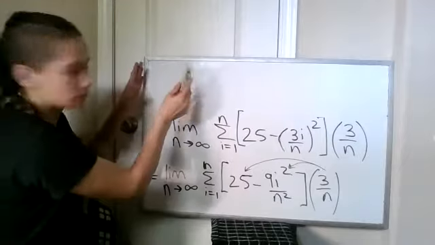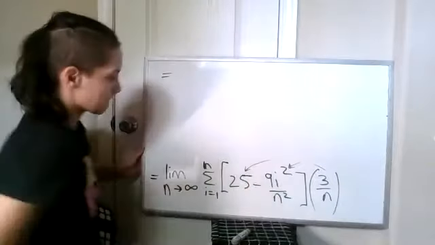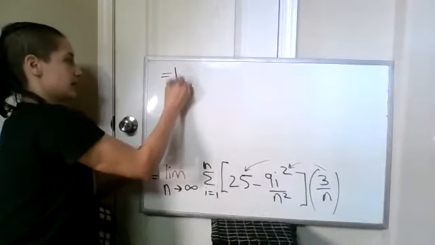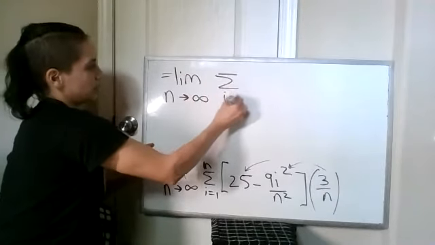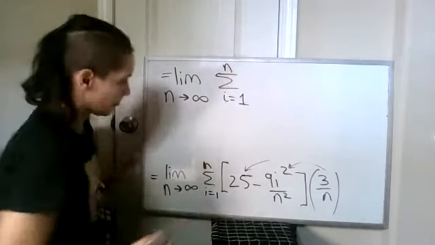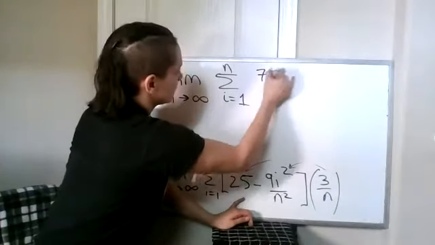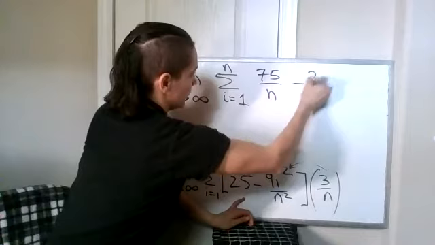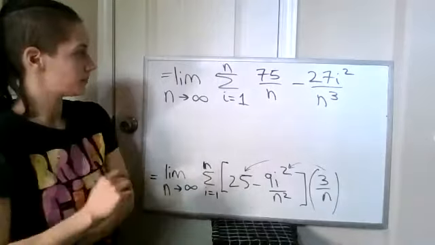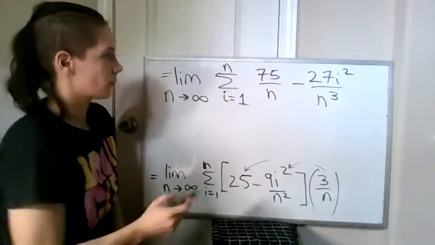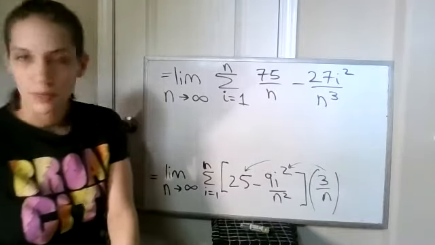So, next step. Limit as n goes to infinity. Sum from i equal to 1 up to n. So 75 over n minus 27i squared divided by n cubed. And I think we're done. Yeah. That's as far as I want to go with this.